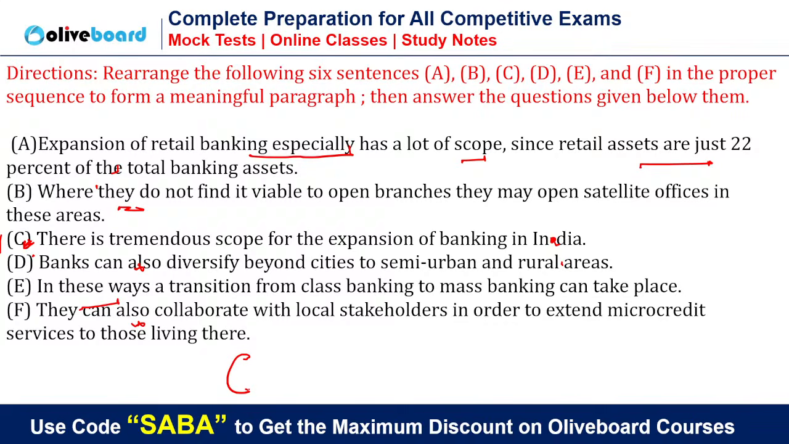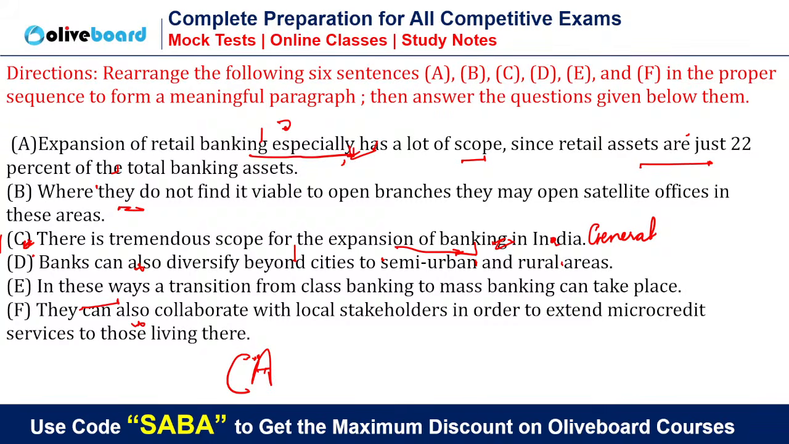That there is tremendous scope for the expansion of banking in India, and then expansion of retail banking. First of all, we are talking about overall banking. Can you see? I told you the concept will move from general to specific. Specific to general, we will not move. So general expansion of banking, and then we will come to retail banking especially has a lot of scope. So general to specific will come, CA. Since retail assets are just 22% of total banking assets.